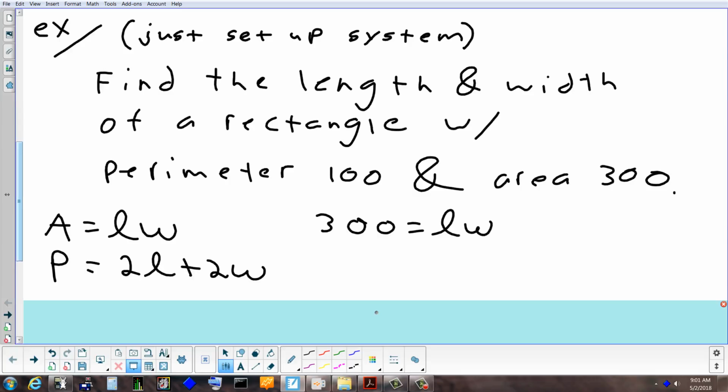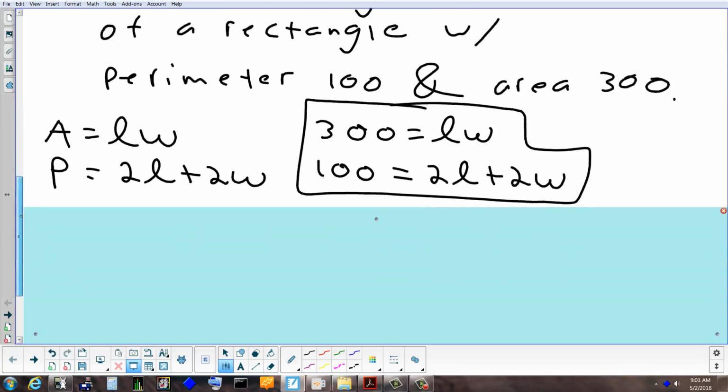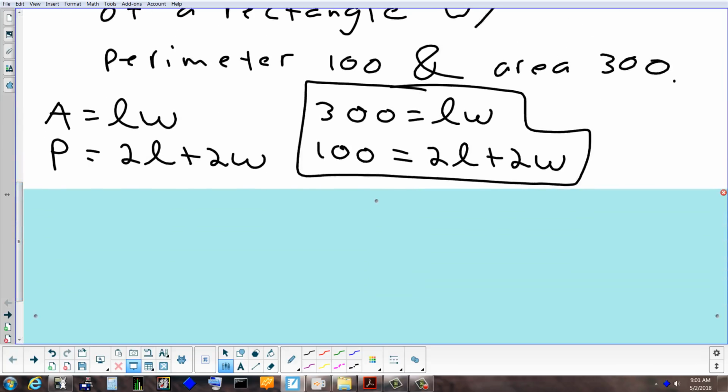What's going to narrow down the answers is now this next restriction. The perimeter has to be 100. Okay, so there's our system, which we'll come back and solve in a little bit. Questions on setting up that system?